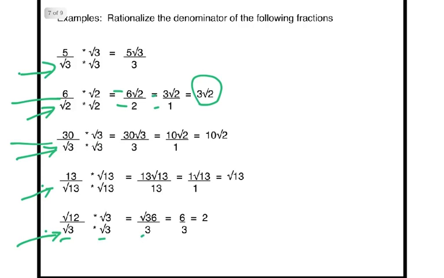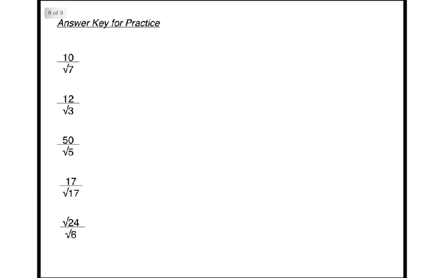Likewise, the next example, 30 over root 3. You multiply top and bottom by root 3. On the top you end up with 30 root 3, and on the bottom you have 3. Well, 3 goes into 30 10 times, so it simplifies into 10 over 1, which simplifies further to simply 10 root 3. The other examples work the same way. Take a look, then go to the next screen. Here are some problems to do, and on the next screen you have the answer key.